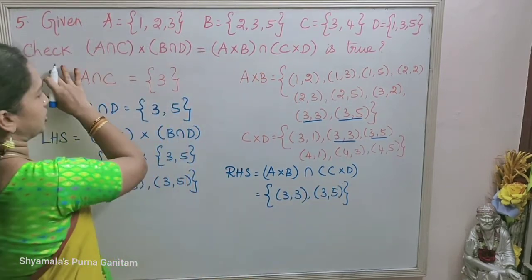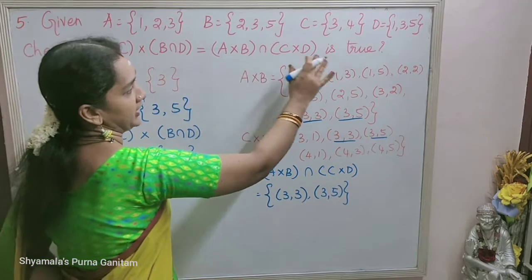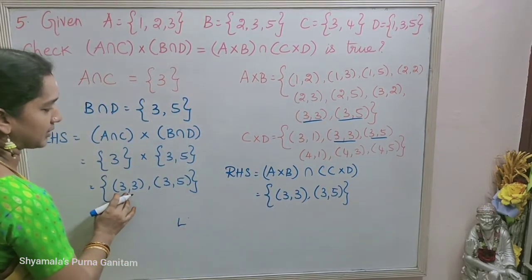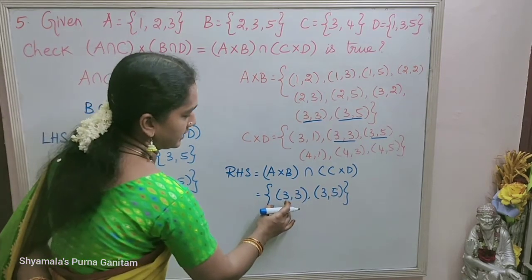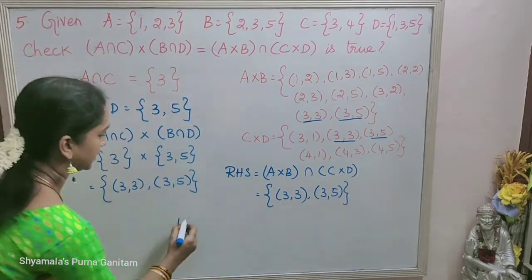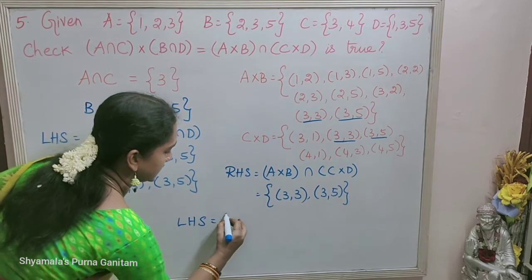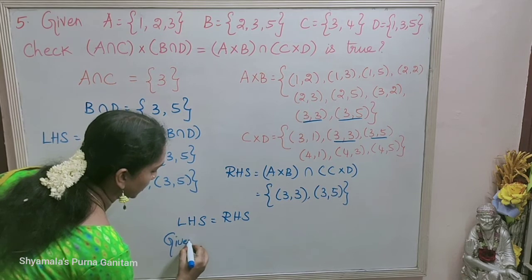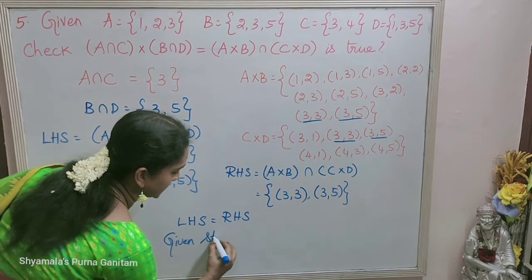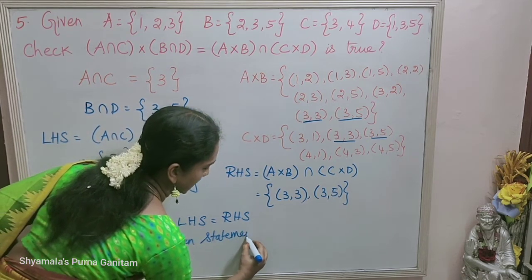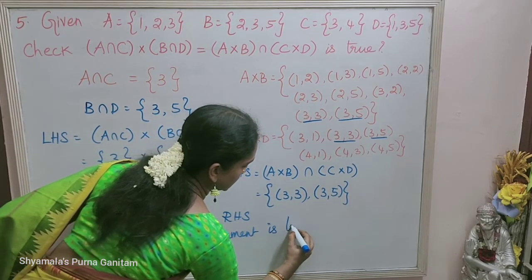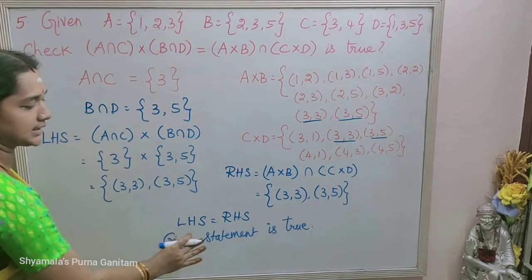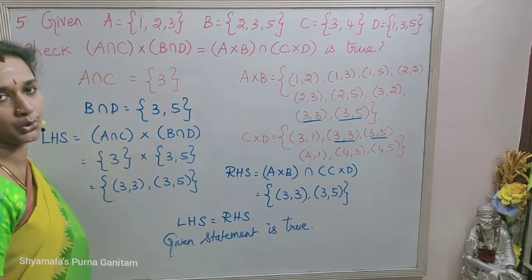We are asked to check whether these two are equal. Is it true? So we can write that. This is the LHS: (3, 3) and (3, 5). This is the RHS value: (3, 3) and (3, 5). So LHS is equal to RHS. So the given statement is true. We are asked to check whether it is true or false. Yes, it is true. Okay.